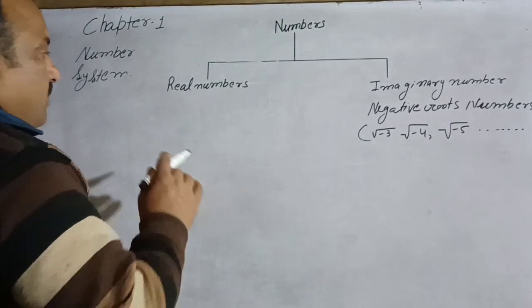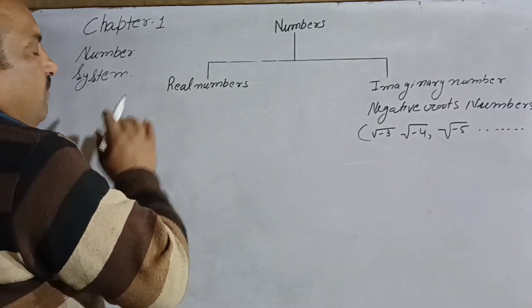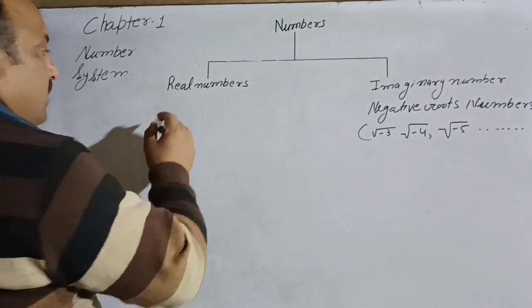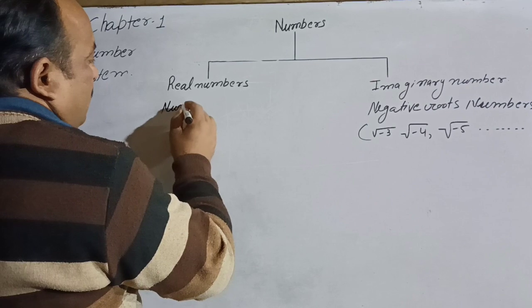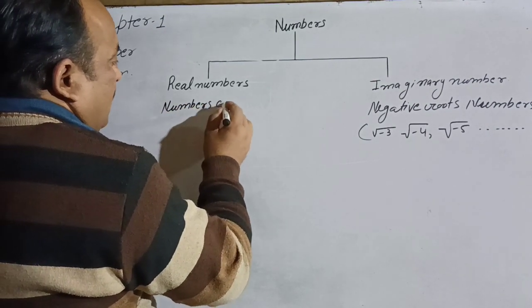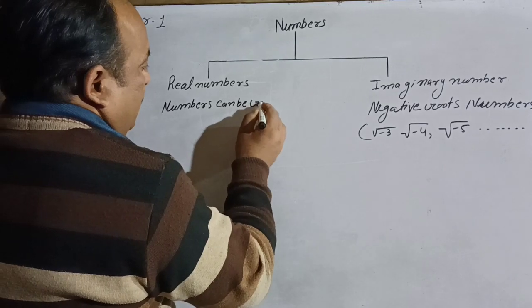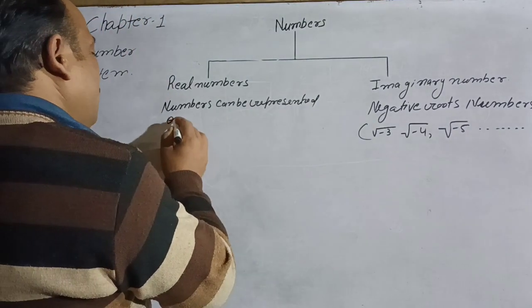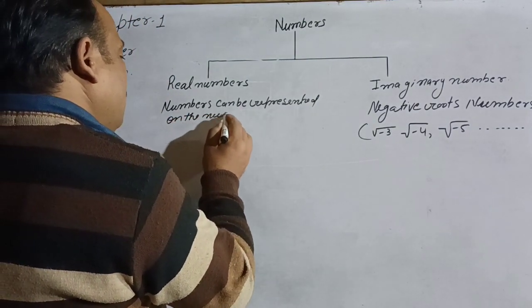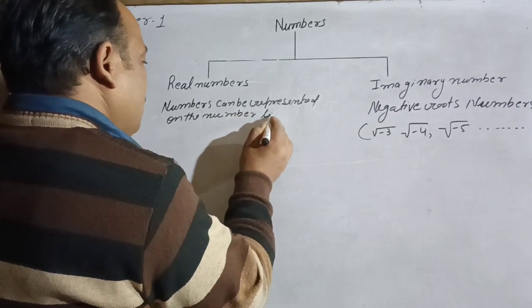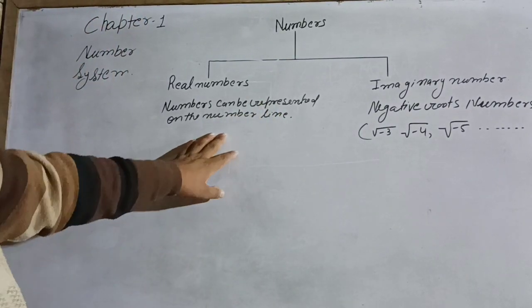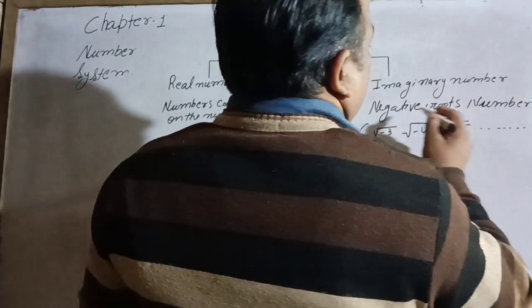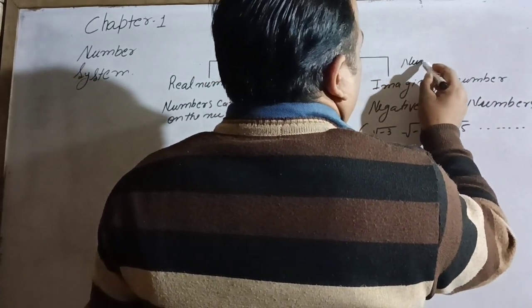Real numbers are numbers that can be represented on the number line. A number that can be represented on the number line is called a real number, and a number that cannot be represented on the number line is called an imaginary number.